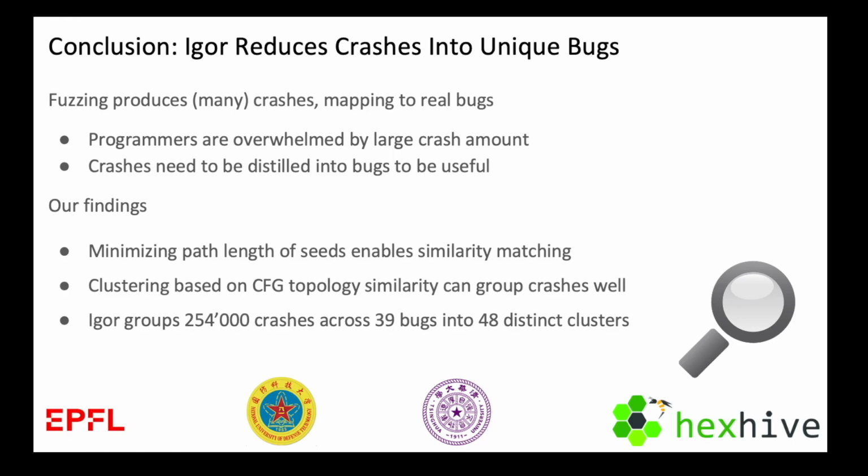Reducing the program execution path of crashes improves the similarity of crashes for the same bug. Using the topological structure similarity of the control flow graph to cluster crashes achieves good results. Our tool successfully divides 254,000 crashes caused by 39 vulnerabilities into 48 categories, achieving significantly better results than existing tools.